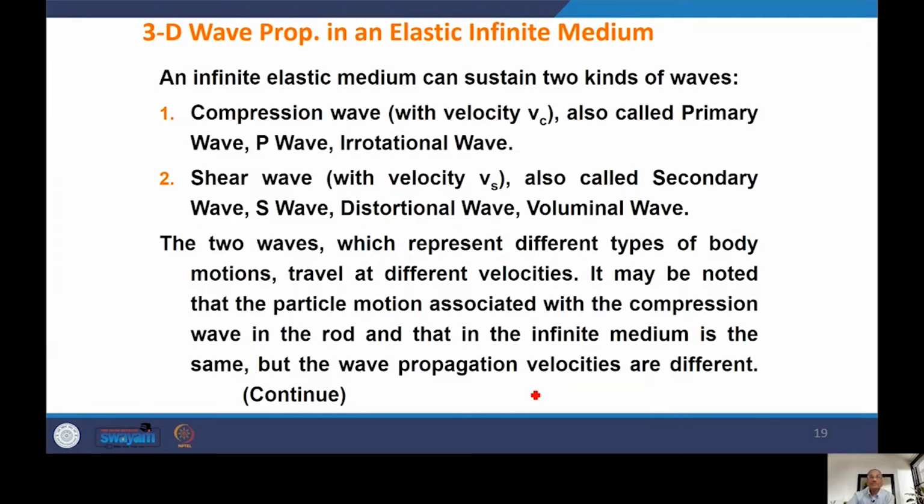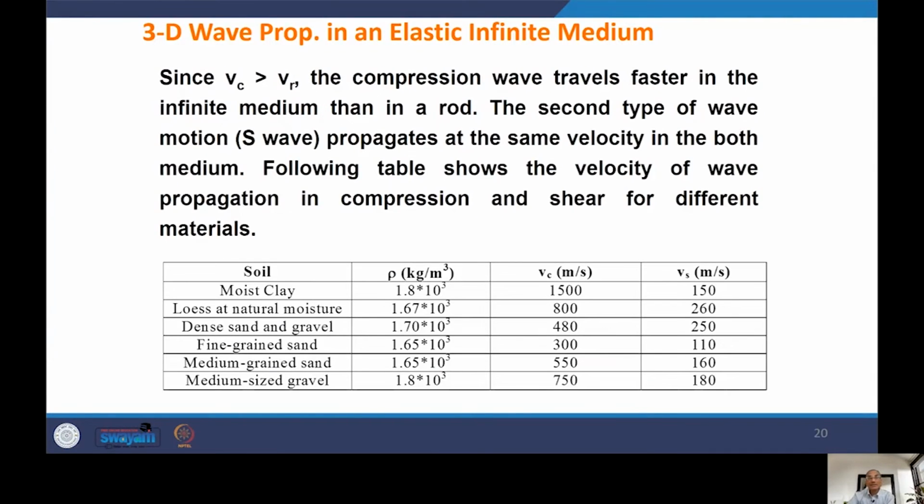Continue with that. We already proved that Vc is greater than Vr, and they could be equal when the Poisson's ratio is 0. So the compression wave travels faster in the infinite medium than in a rod. Both are compression waves, but their wave velocities are different. In an elastic medium, they travel at a higher speed compared to in the rod. The second type of motion, the S wave, propagates at the same velocity in both media, whether it is in the rod or in the elastic medium.